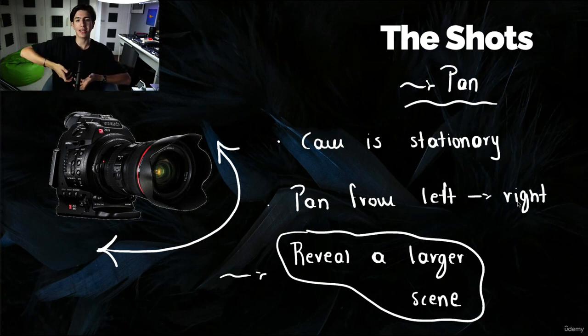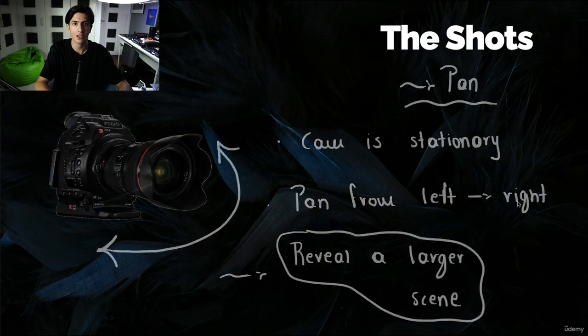But the difference is that in tilt mode, we tilt upwards and downwards, and during the pan mode, we move from left to right. So the camera rotates on a horizontal axis. The pan shot is one of the most common camera movements you'd see in big films, and it's pretty much a revealing shot in which we usually reveal a larger scene.